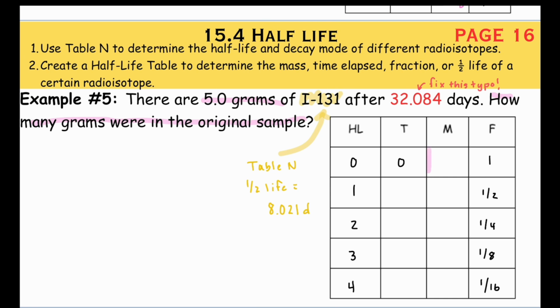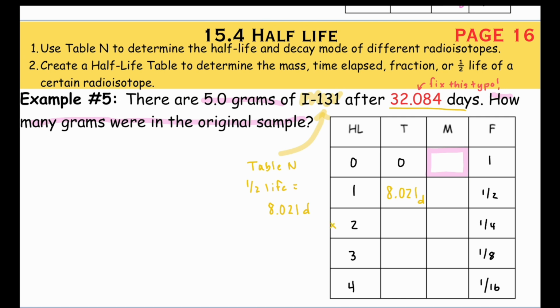This time we're trying to find what number goes in this box, okay, when we have 100% of our sample before any time has passed. The question is giving us iodine 131, so we have to make sure that we look at table N to find the half-life, and it is 8.021 days. So we can plug that in for our 1 half-life. Now we want to see how many half-lives pass to reach 32.084 days so that we can then work backwards and figure out what our original mass is now.